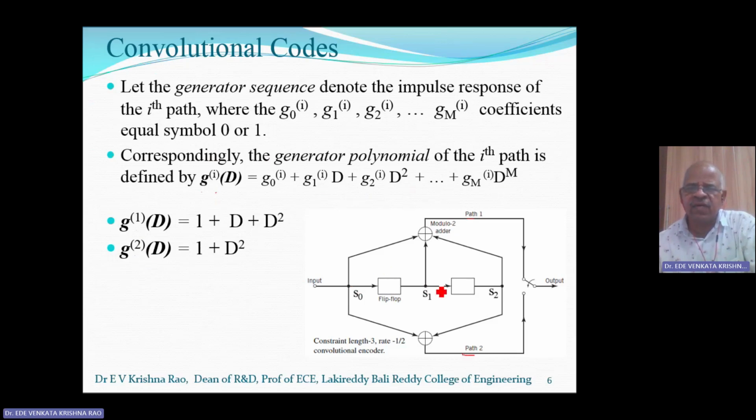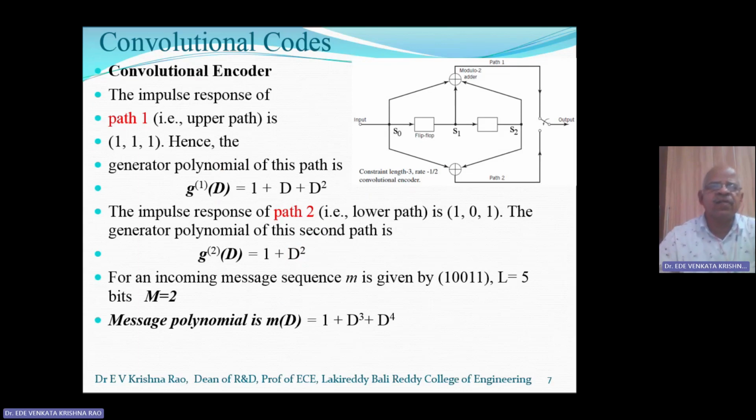The combination of S0, S1, S2 is taken as 1, 1, 1, so the polynomial is 1 plus D plus D square. The second path is the combination S0, S2, 1, 0, 1, so the polynomial is 1 plus D square. Similarly, you could take the S1, S2 combination 0, 1, 1. These are the generator polynomials. The impulse response is 111 in the first path and 101 in the second path. In this example, we generate the code word in convolutional coding using this encoder, with path 1 taking G1 of D and path 2 taking G2 of D.